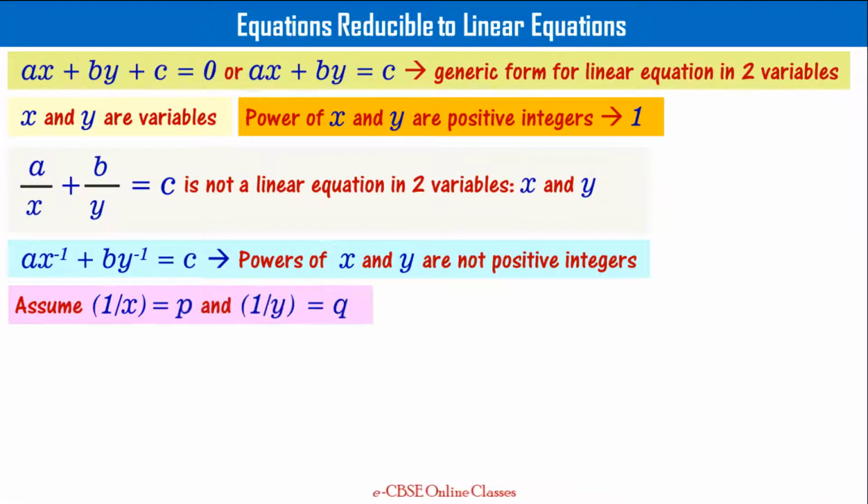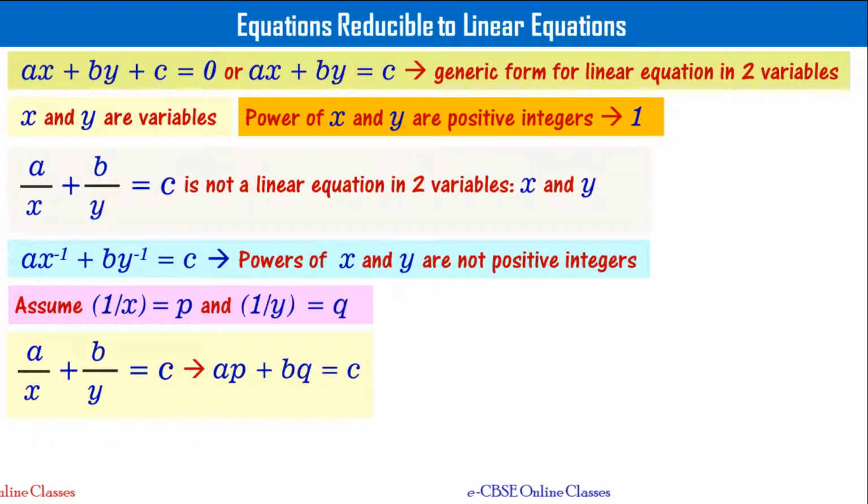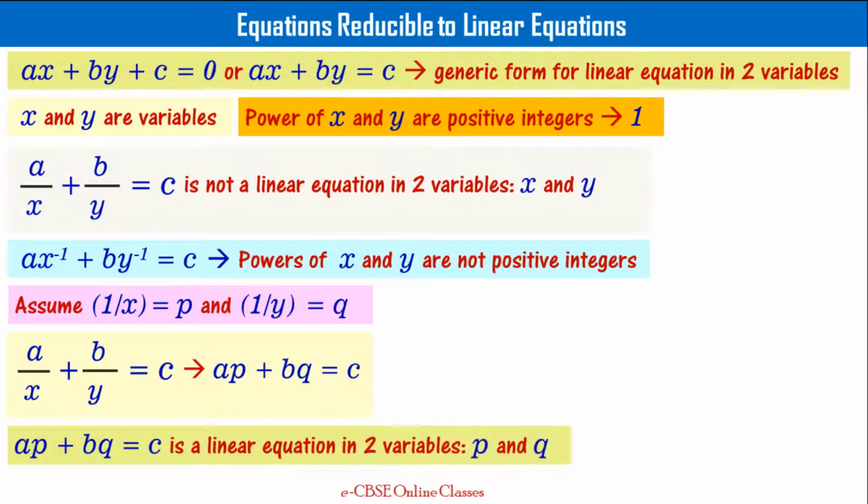However, if I assume that 1 by x equal to p and 1 by y equal to q and substitute this into the previous equation, then a by x plus b by y equal to c becomes ap plus bq equal to c. If you observe this particular equation, powers of p and q are 1, they are positive integers. That's why we can say that ap plus bq equal to c is a linear equation in two variables where variables are p and q. Please take a note of that.